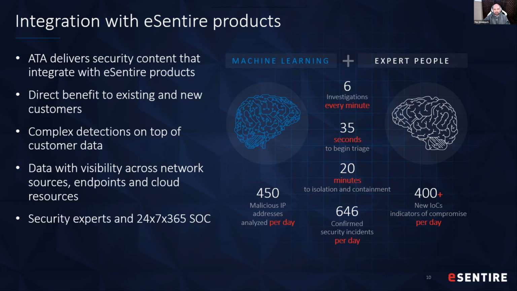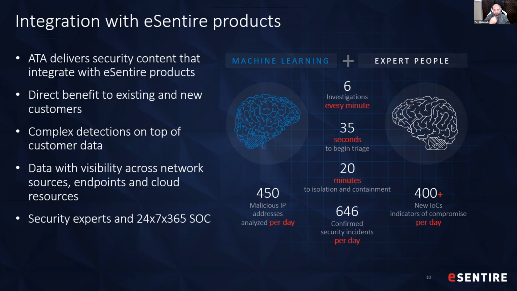I have a few stats here on this slide for you. We really believe that the combination of machine learning or software in general and expert people is the way forward. You can't really replace the security researchers and the security experts with software. And on the flip side, you definitely need the software to aid you. So if you're looking at this, we have 6 investigations every minute that come around the clock into our SOC.